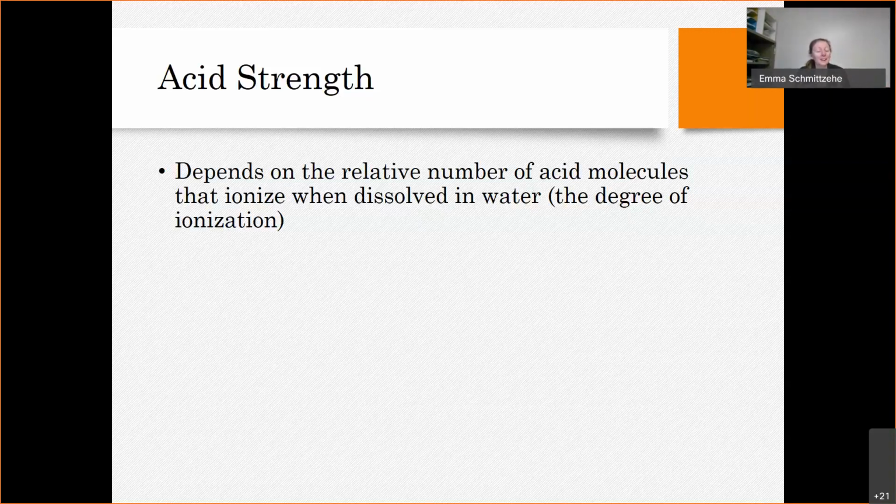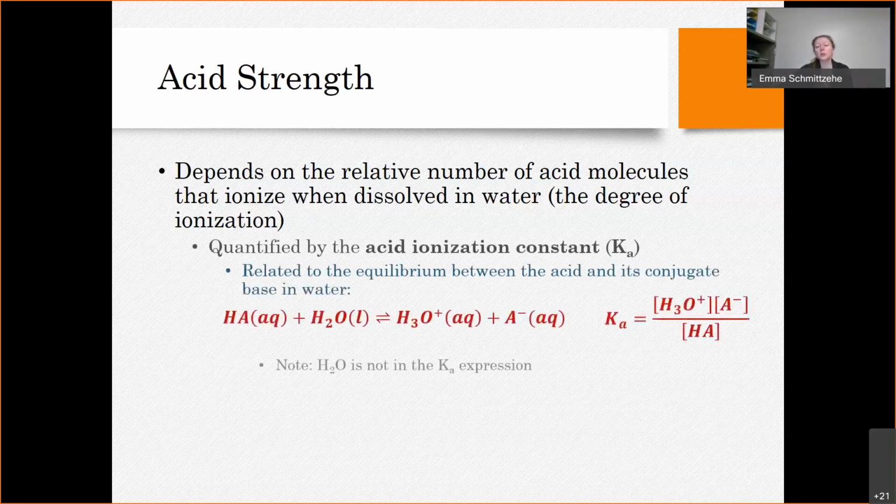And the more that ionize, the more that split apart, the more H plus you have, meaning the stronger its acid behavior is, okay? So we can actually quantify this by looking at the equilibrium reaction and writing an equilibrium constant expression for the acid behavior, okay? And so you're going to have an equilibrium constant associated with the behavior of any weak acid or even weak base, okay?